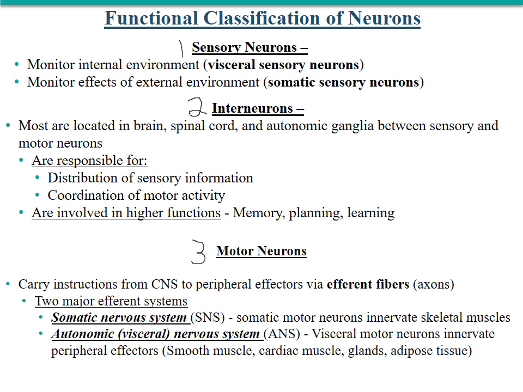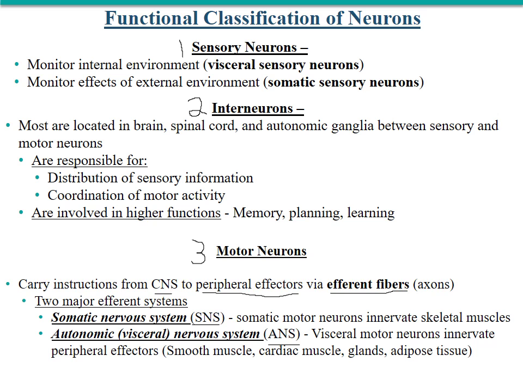Motor neurons are the opposite of the sensory neurons. Their job is to send signals from the central nervous system to the peripheral effectors through a very specific kind of axon called an efferent fiber. Now, there are two major efferent systems that we're going to talk about in a minute. The first of those is the somatic nervous system, or the SNS. The other is the autonomic nervous system, or the ANS. The somatic nervous system, you should immediately connect somatic with skeletal muscle in your brain. If you see the word somatic nervous system, you should immediately think skeletal muscle.